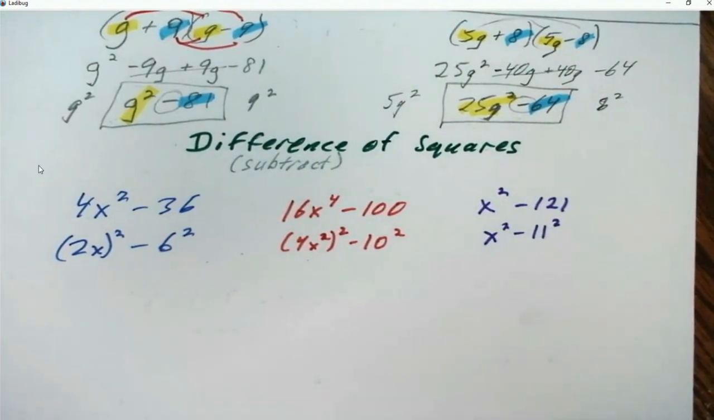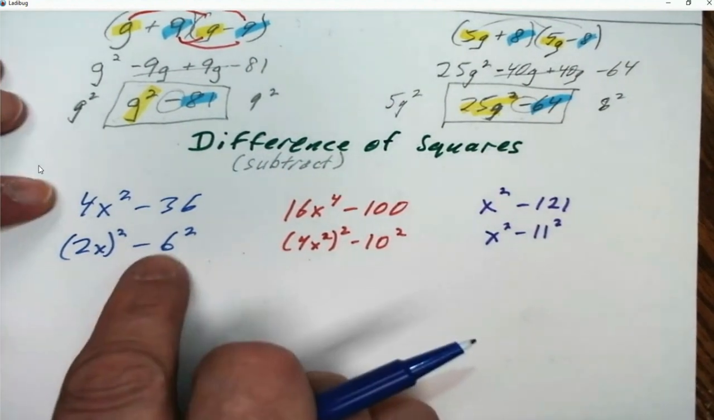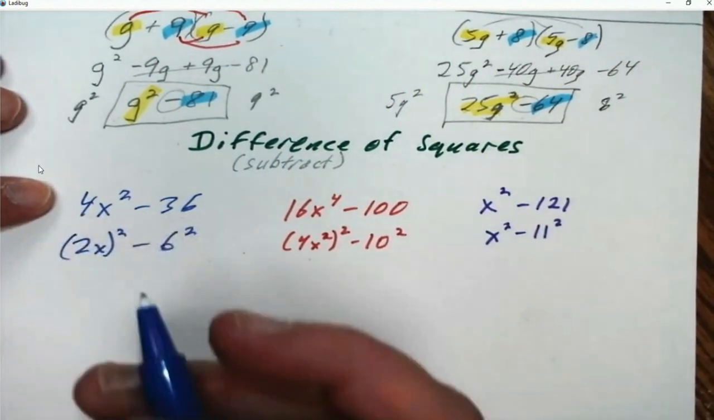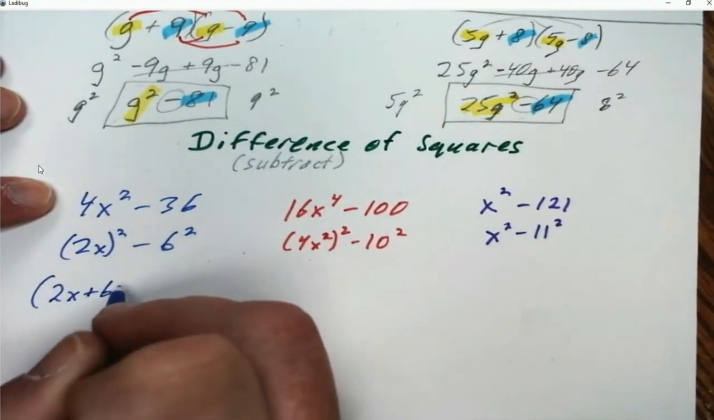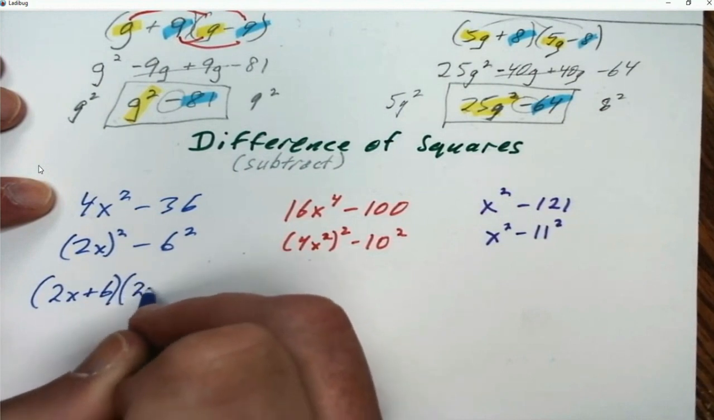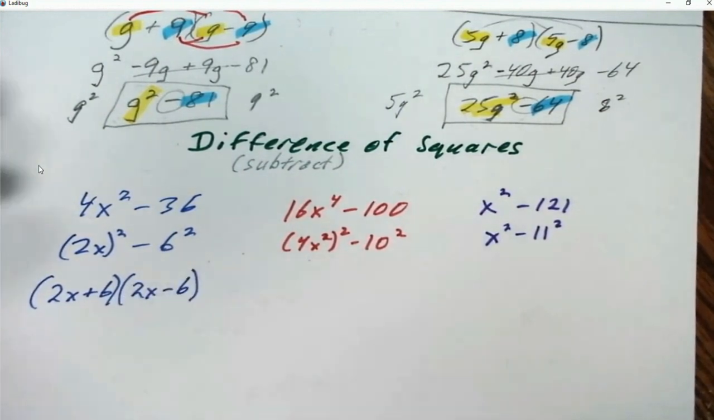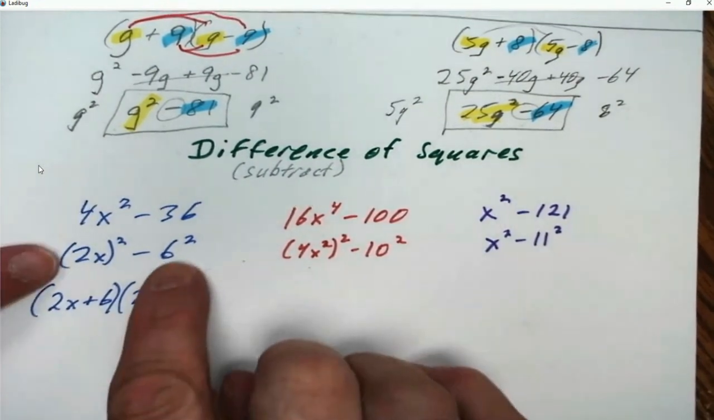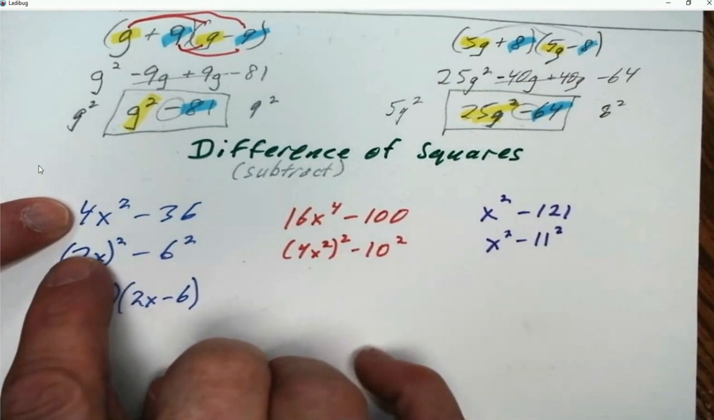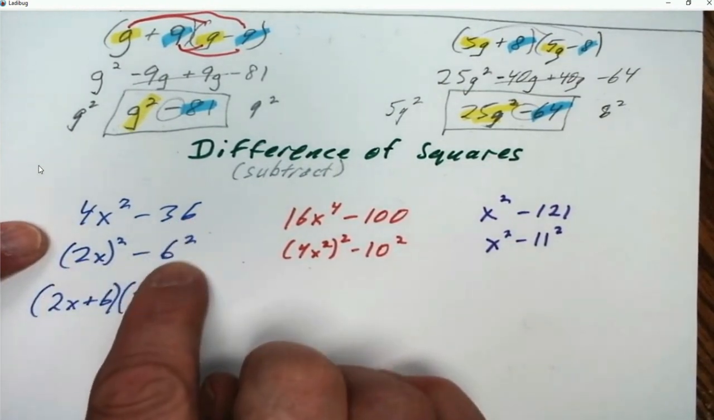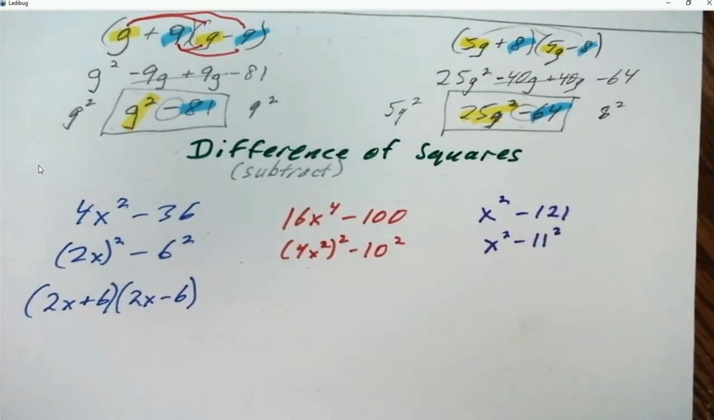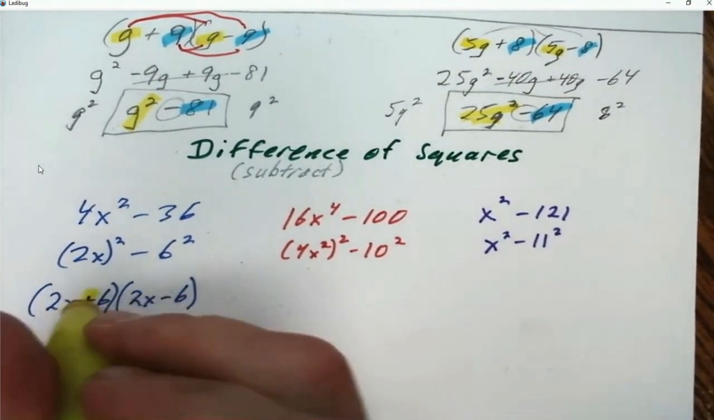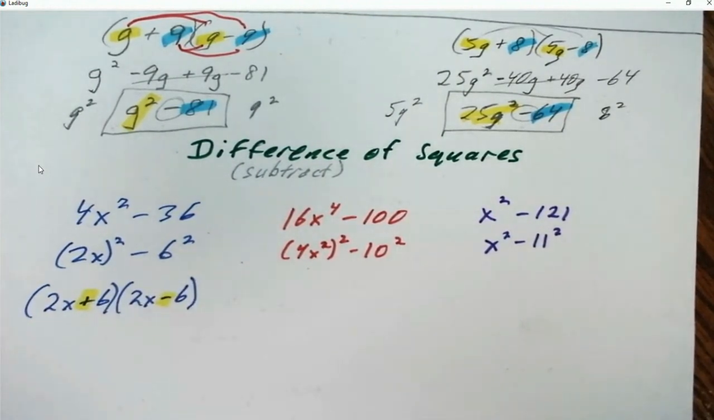So that gives us a shortcut. If I know what the square is, 4x squared minus 36, that is 2x plus 6 times 2x minus 6. There's the factors. I just take the square roots. The square root of 4x squared is 2x. Square root of 36 is 6. Those are my numbers. Make one a positive, one a negative.